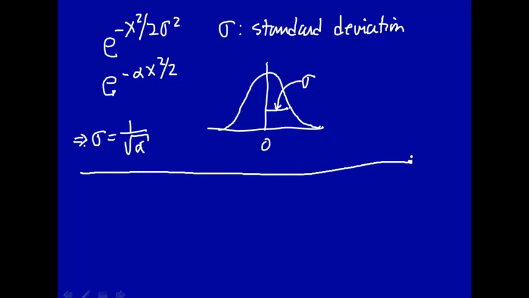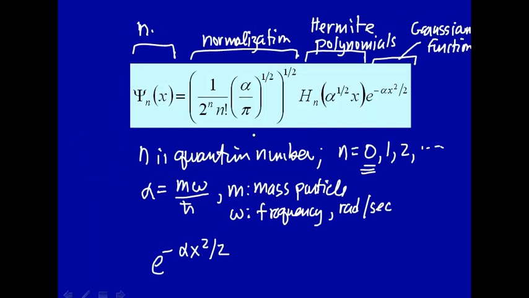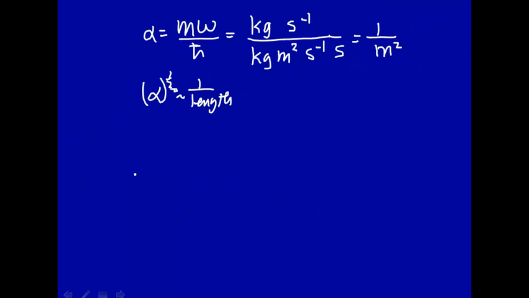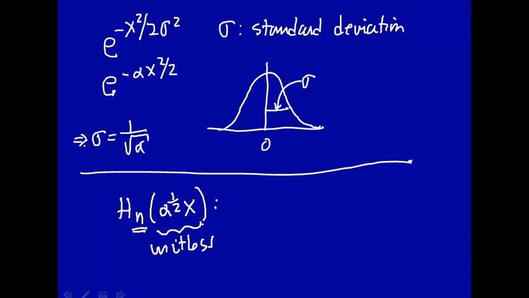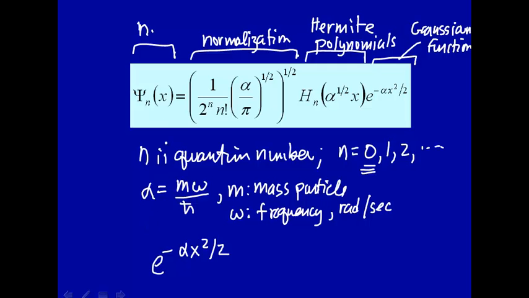Now let's look at these Hermite polynomials, H_n. These Hermite polynomials are a function of alpha to the 1/2 x. So again, this is unitless, because alpha to the 1/2 has units of 1 over length, and times length, that'll be unitless. And this also is characterized by a quantum number n. So depending upon what n is, you get a different Hermite polynomial.